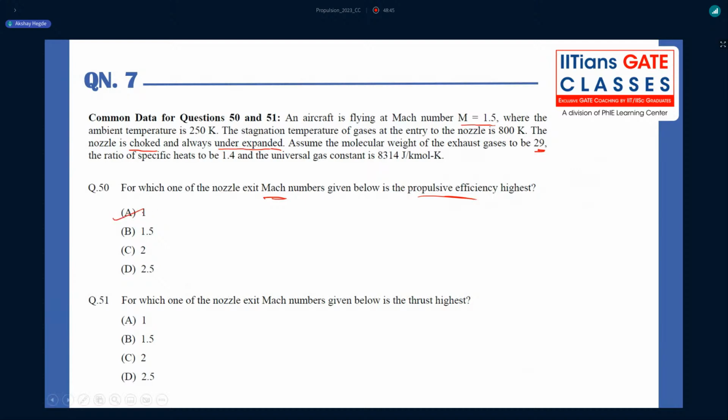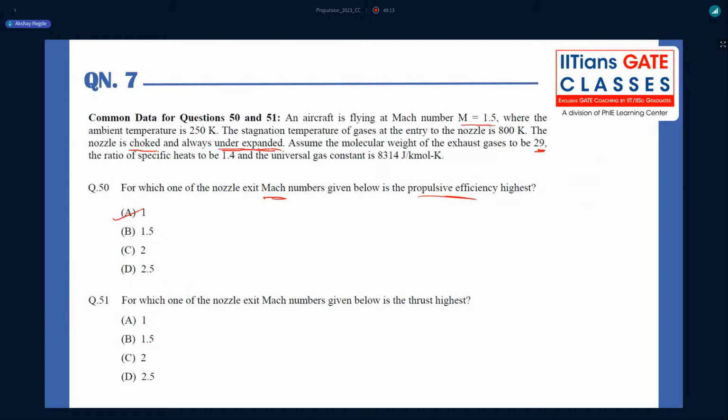So this can be taken as an answer for this particular question, but still I'm not confident to give it as an answer, but it is the closest one. Somehow we can quantify this. But the next question is very difficult to quantify. But we know that this condition is always choked and under expanded.